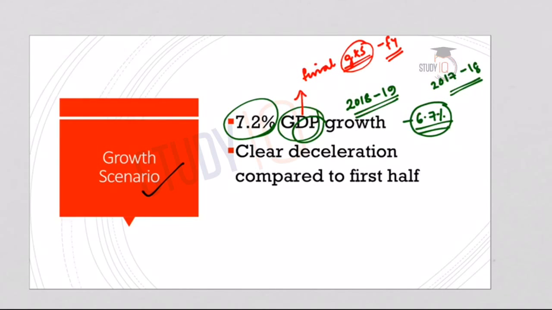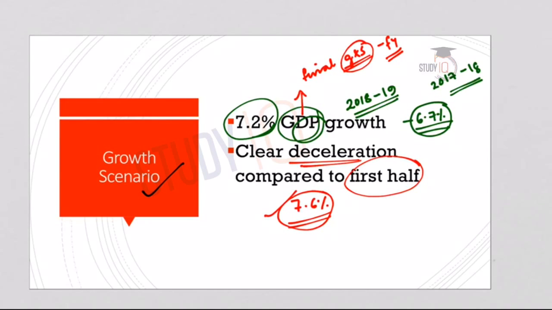But even though compared to last financial year there is an improvement in the GDP growth rate, the most significant aspect of the latest estimates by CSO is that there is a clear deceleration in the growth momentum. That means in the second half of the financial year, the growth is coming down compared to the first half. The first half of the financial year witnessed a growth rate of around 7.6%.